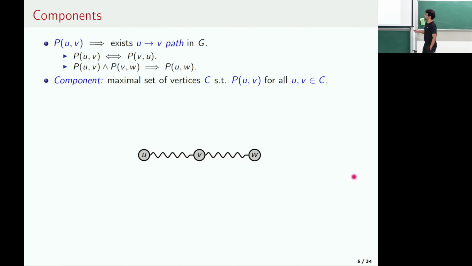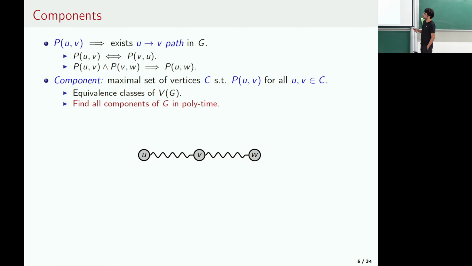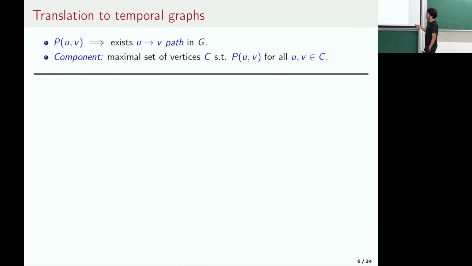I define a component to be a maximal set of vertices such that I have paths between every pair of vertices inside the component. These define equivalence classes of the set of vertices of my graph. And it's a very classical result that, whether you are directed or undirected, you can find all the components of your graph in polynomial time. But then how do we translate this to the temporal setting?